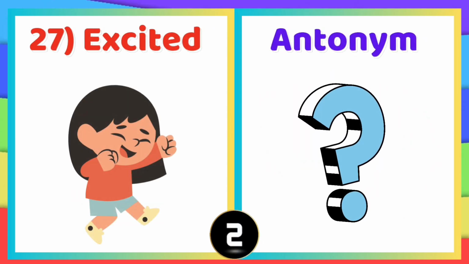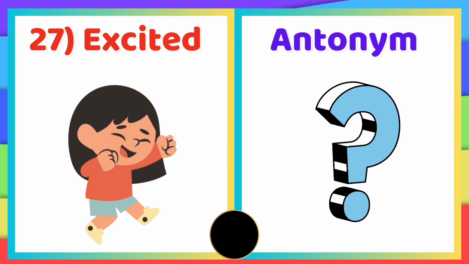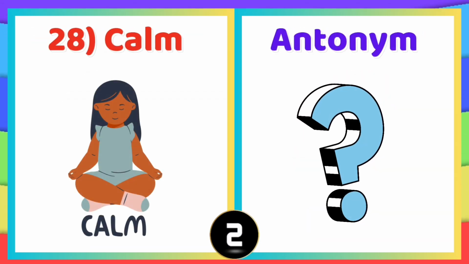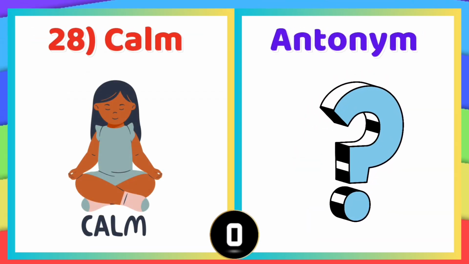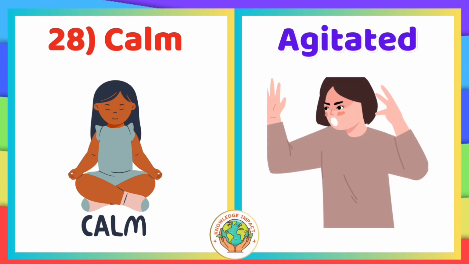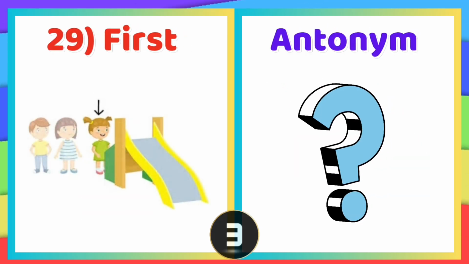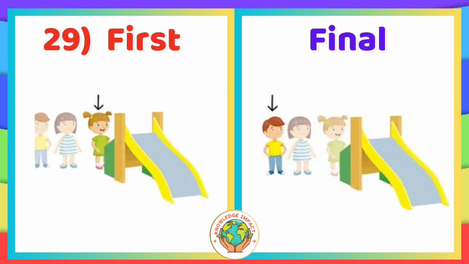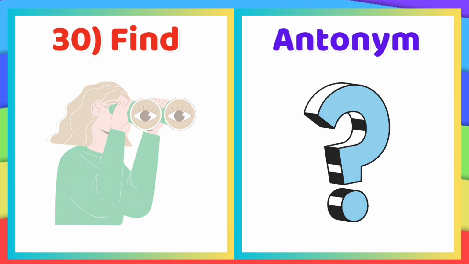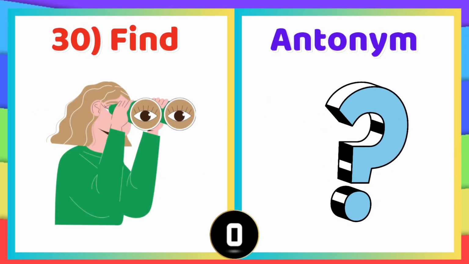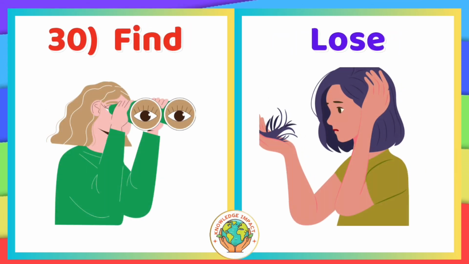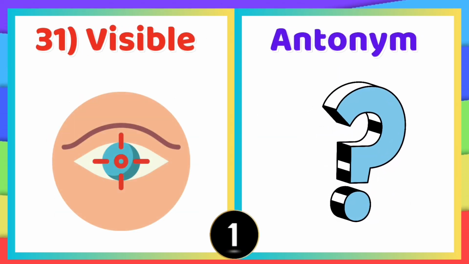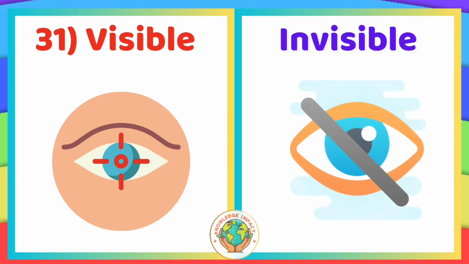What would be the antonym of excited? Bored. What's the opposite of calm? Agitated. What's the antonym of first? Final. What's the antonym of find? Lose. What's the antonym of visible? Invisible.